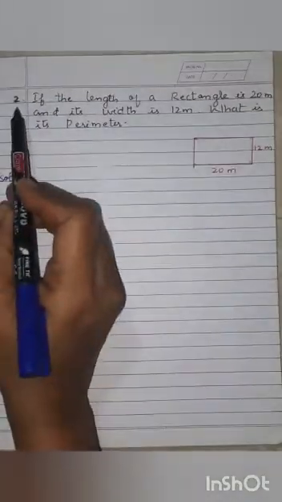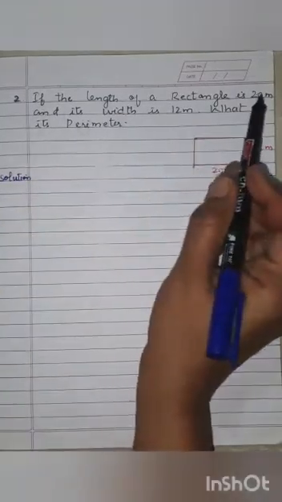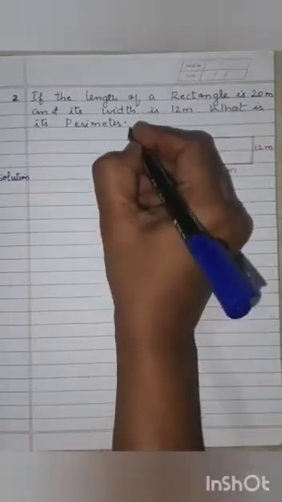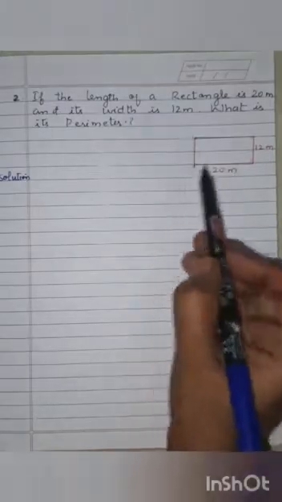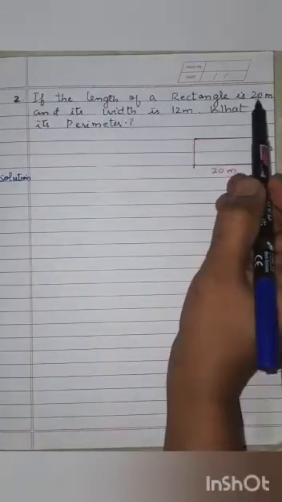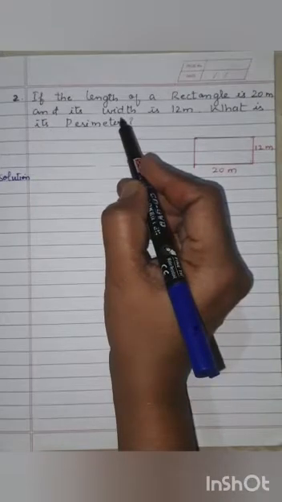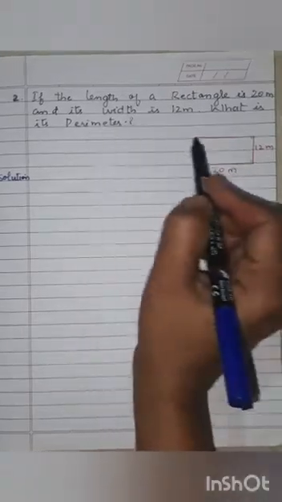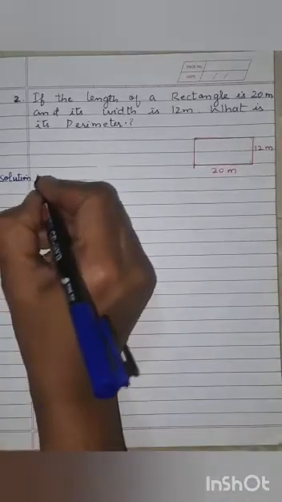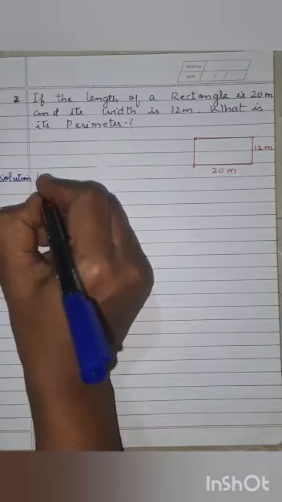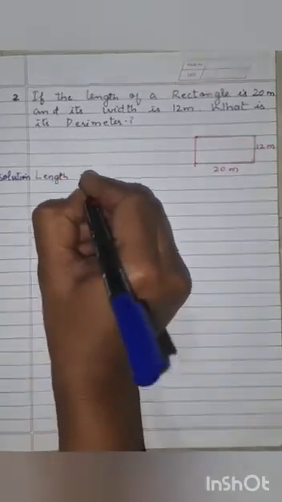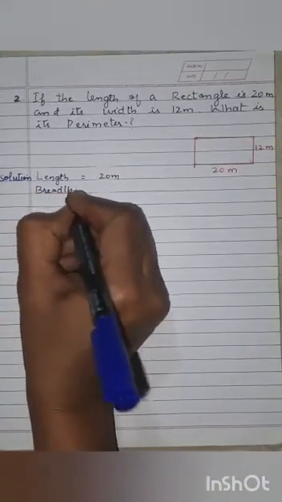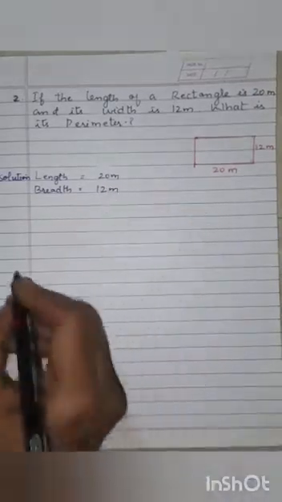Now students, our second question is, if the length of a rectangle is 20 meters and its width is 12 meters, what is its perimeter? They have given the length of the rectangle is 20 meters and width means it is the breadth only, children. Width is 12 meters. What is its perimeter? So solution you have to write here. Then you will first write what is given to us. First we will be writing the length of the rectangle is 20 meters. Then you will be writing the breadth. Breadth is 12 meters.